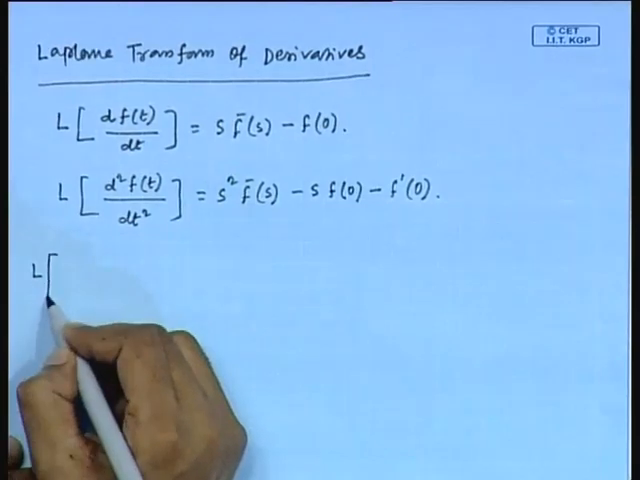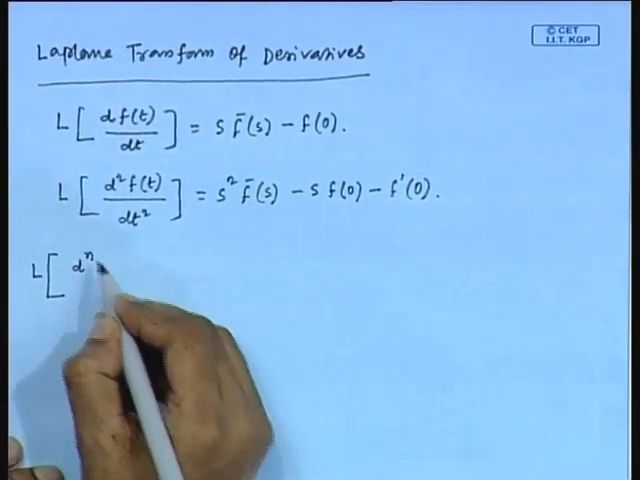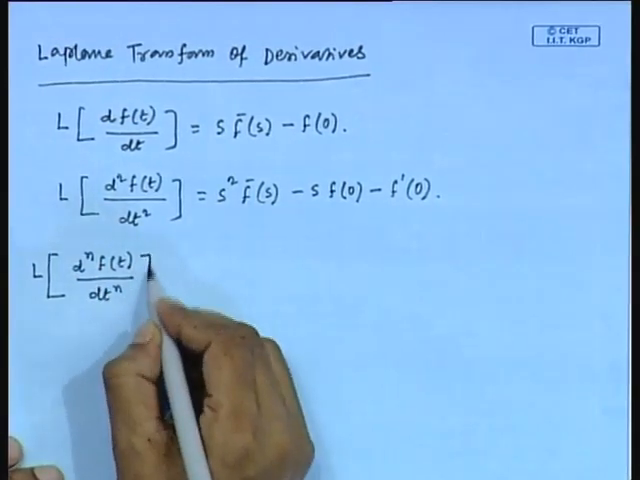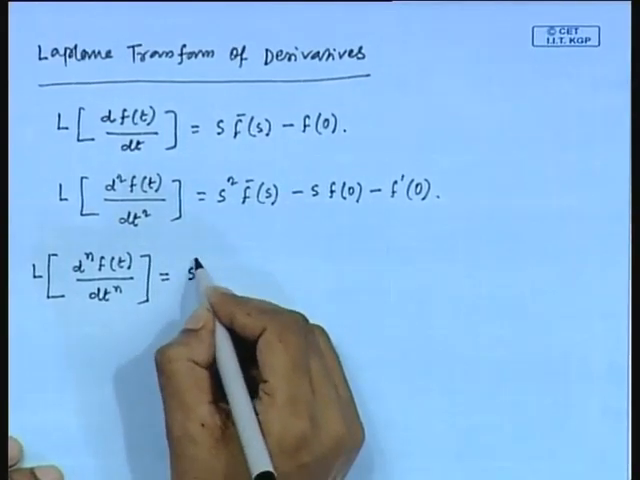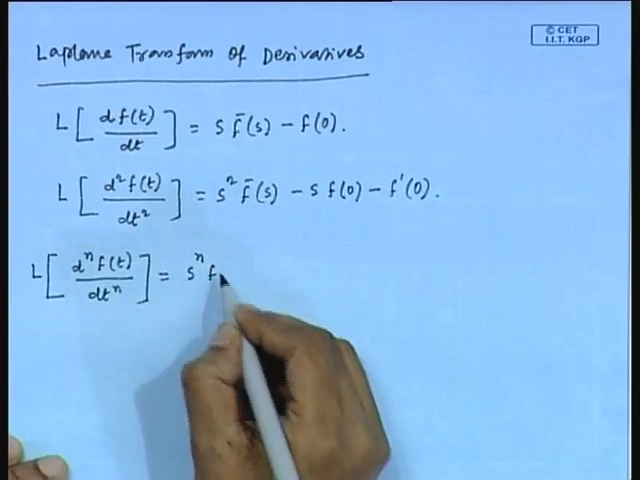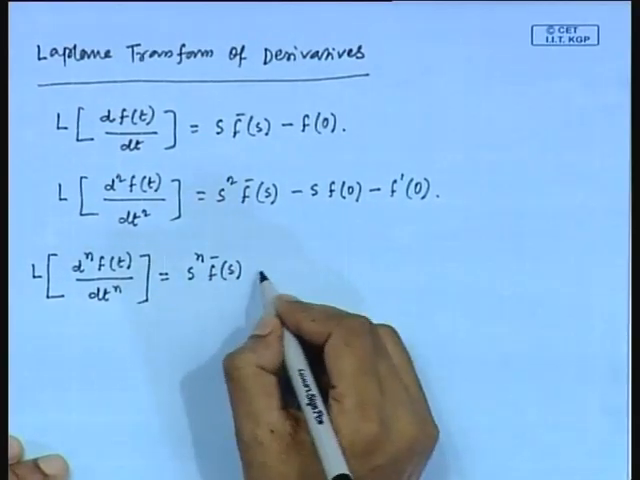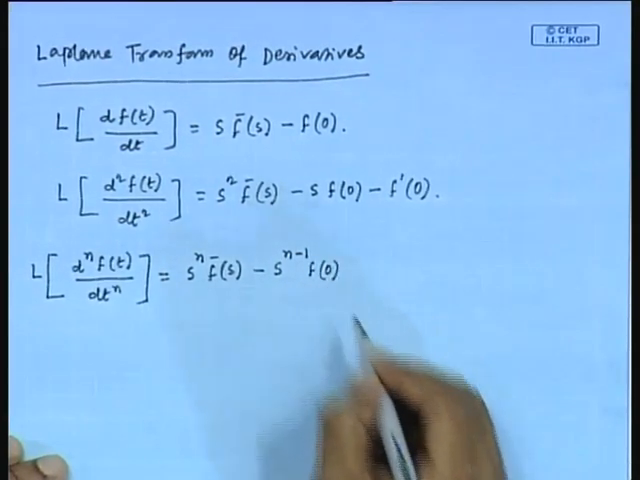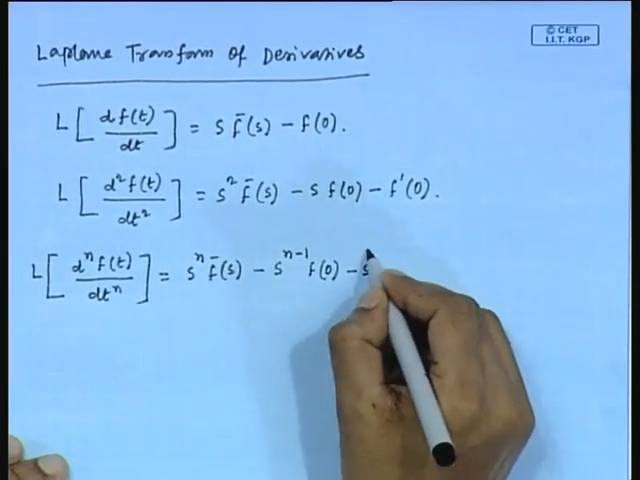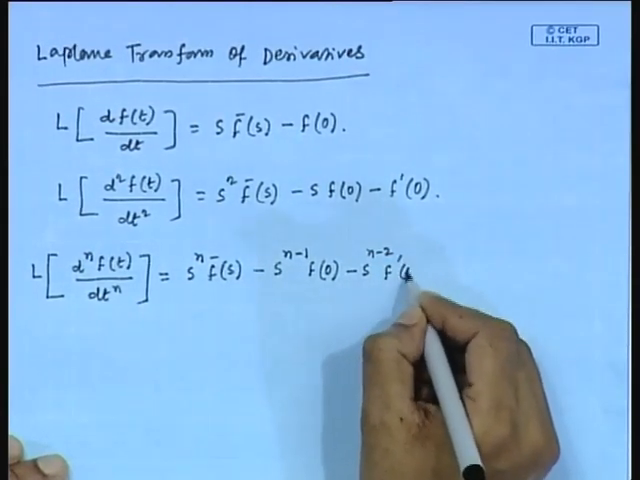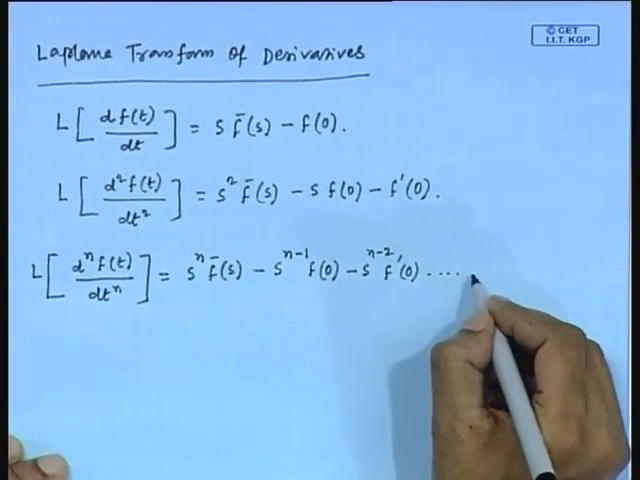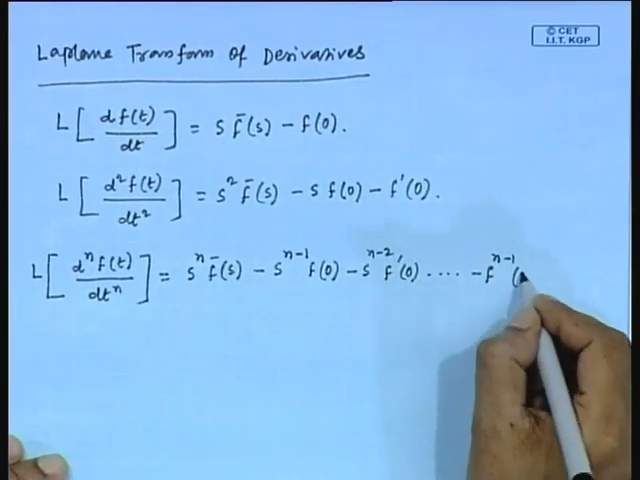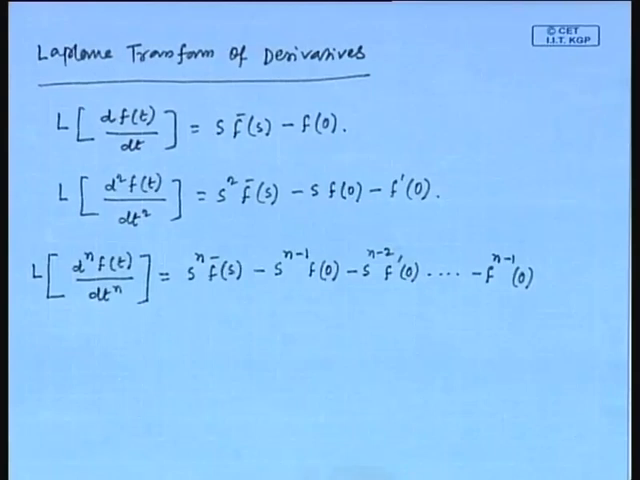Similarly, for the nth order equation, d^n f(t)/dt^n equals s to the power n f bar(s) minus s to the power n minus 1 f naught minus s to the power n minus 2 first derivative. By this way, the last term will be the n minus 1th derivative at 0.